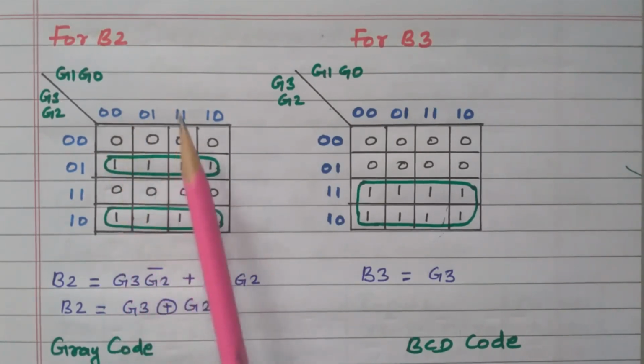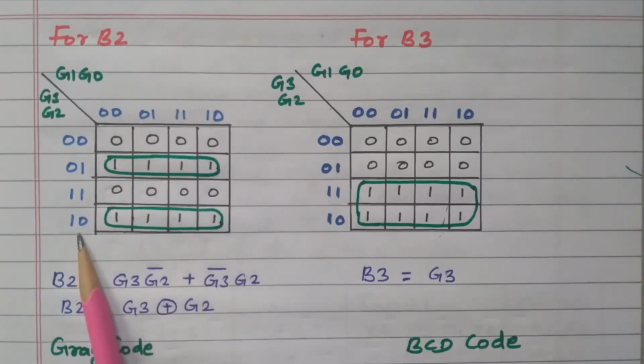Again all columns are cancelled, and we only have to refer to the fourth row, 1, 0. 1, 0 means G3 G2 dash. So G3 G2 dash plus G3 dash G2. Again it is nothing but an XOR gate, an XOR gate with 2 inputs, G3 and G2.